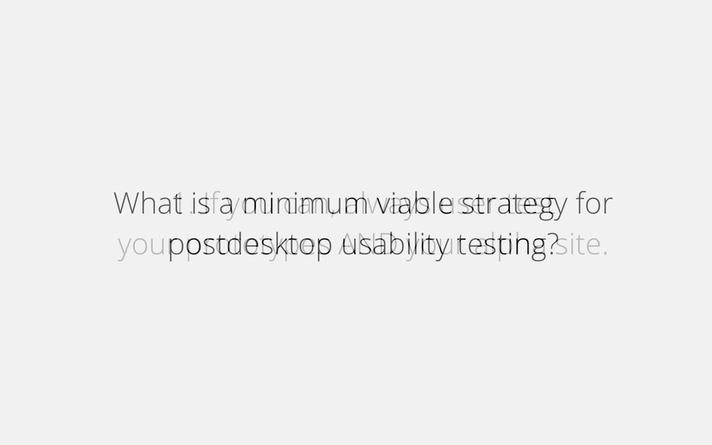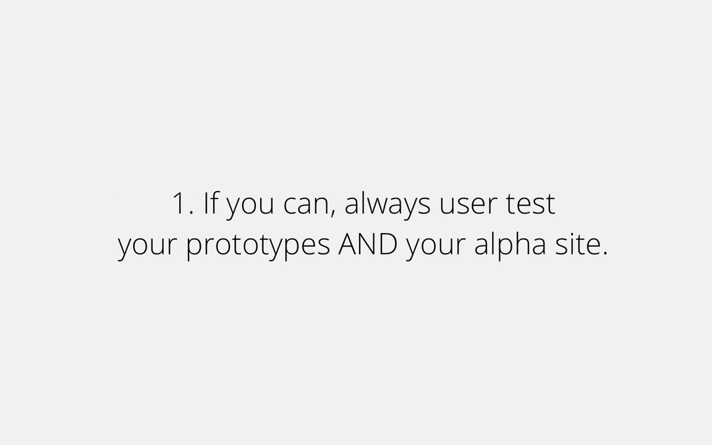What's a minimum viable strategy for post-desktop usability testing? So it was pretty easy to do usability testing back when it was desktop first or desktop only. How do we adjust our practices for a multi-device web? The first strategic idea is, if you can, always test your prototypes and your alpha site. So, you know, back in the day, alpha site testing was common to make sure that we weren't messing anything up. If you back up to the thoughts that we went through in the prototyping section of this, it's critical to get your prototypes in front of audiences early so that you can expose design flaws.